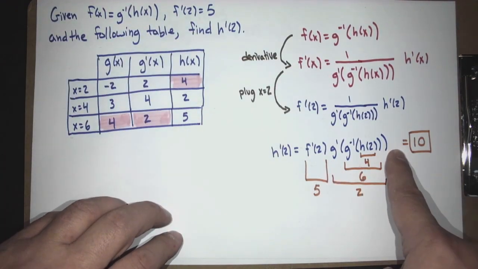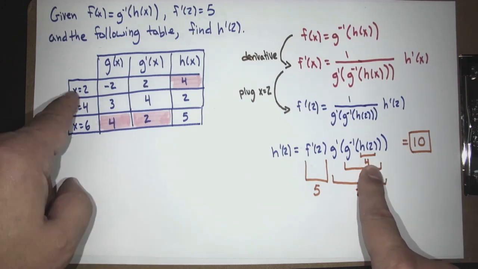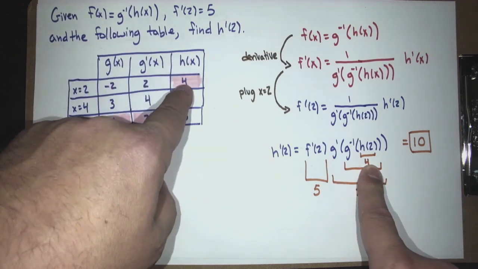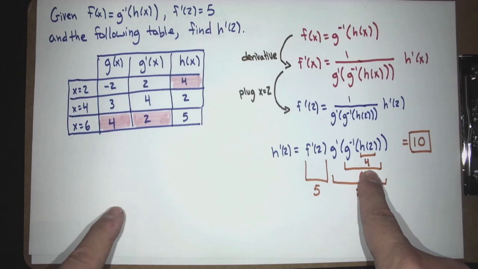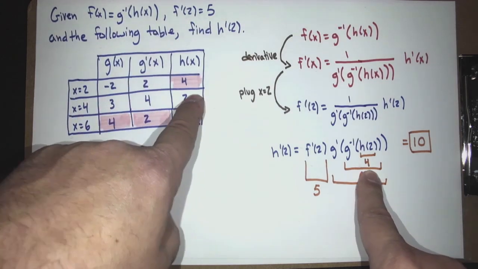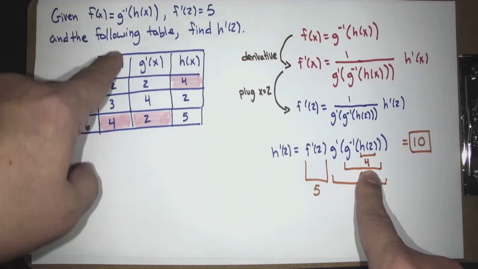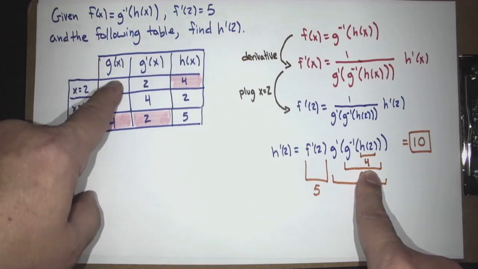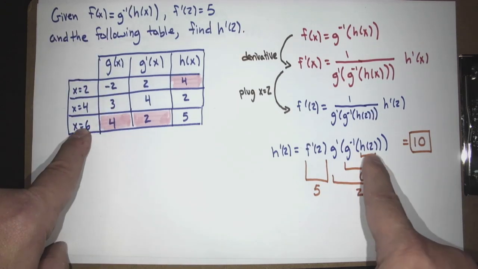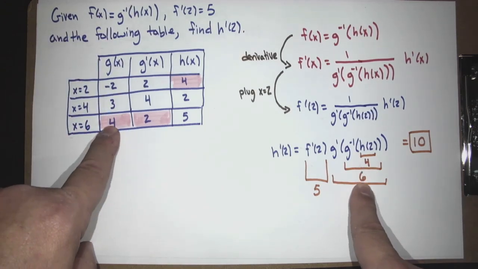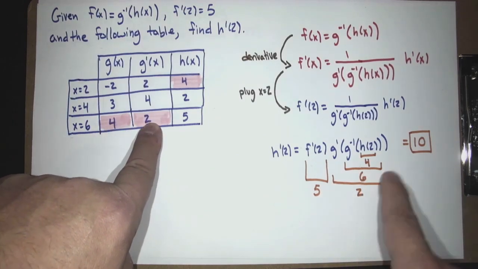Here we have something with lots of layers. Work from the inside out. H of 2 is 4. You get that from looking at the table. Now, how do you find g inverse of 4? You're not looking around on the row. Where are you looking? You're looking down the column. Where do you get 4 as an output for g? At x equals 6. So g inverse of 4 is 6. So you need to plug 6 into g prime, which is 2. 5 times 2 gives you 10.